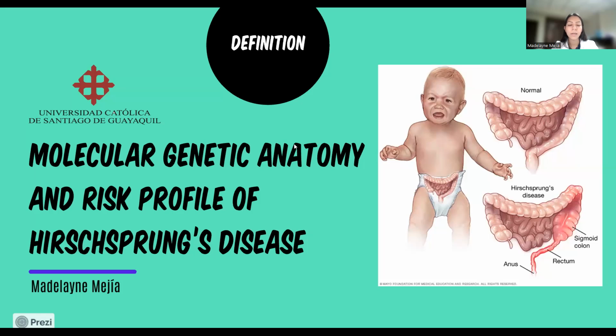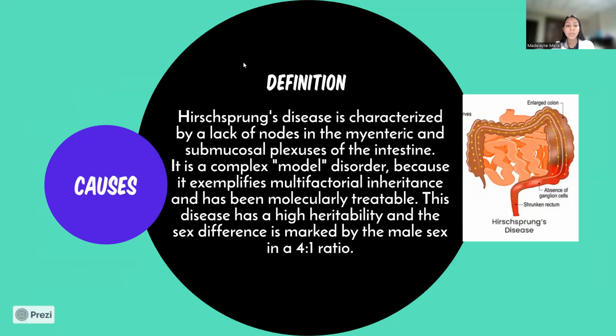My name is Madeline Mejia, and today I'm going to talk about the molecular genetic anatomy and risk profile of Hirschsprung's disease. About the definition, Hirschsprung disease is characterized by a lack of nodes in the mesenteric and submucosal plexuses of the intestine. It is a complex model disorder because it exemplifies multifactorial inheritance and has been molecularly treatable.